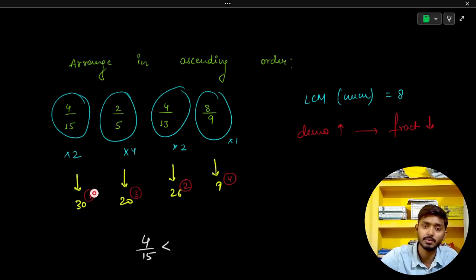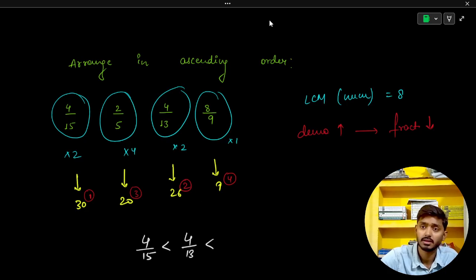Next would be, after 30, the next highest denominator is 26. And higher the denominator, lower the fraction. So the next fraction would be 4 by 13.